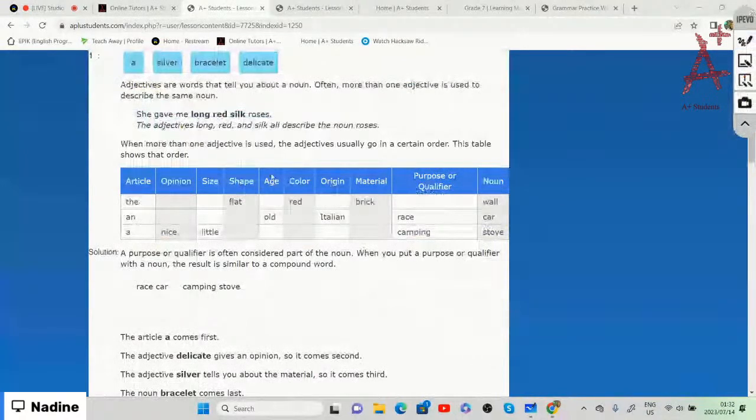All right, so this is now your order, right? Whenever you want to describe a noun, there needs to first be an article, if there's an article. So: article, opinion, size, shape, age, color, origin, material, purpose or qualifier, and then the noun. That is when more than one adjective is used to describe a noun.